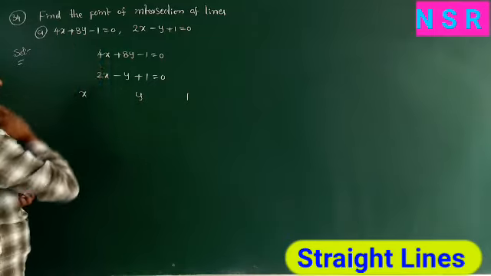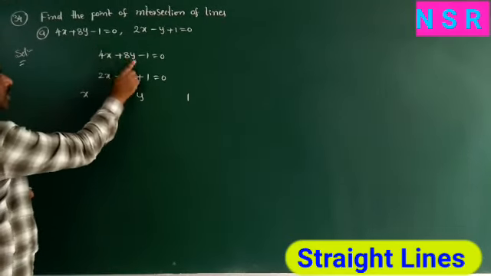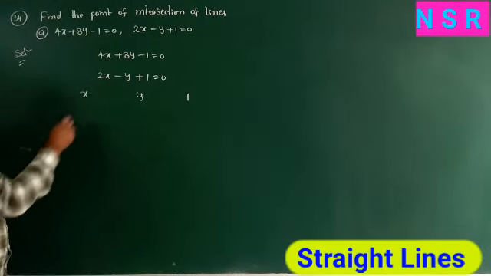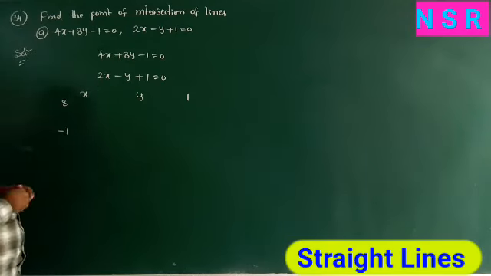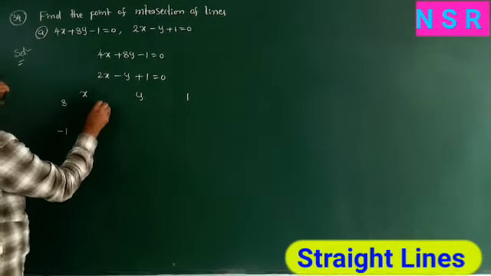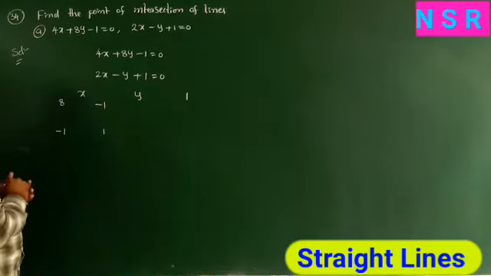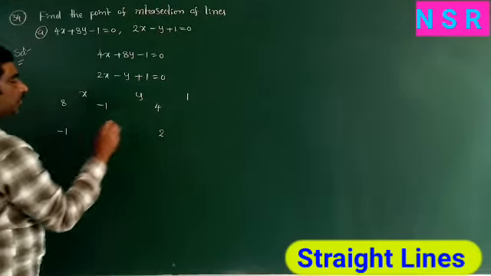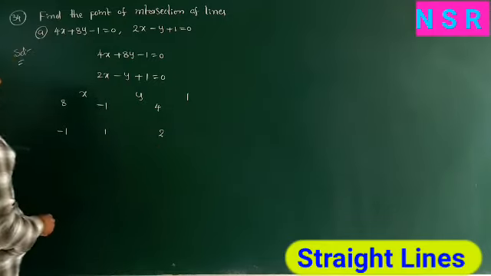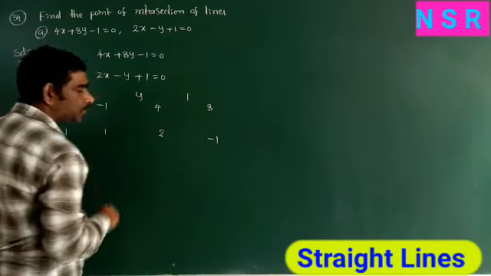First close the x coefficients. Close the x coefficients and write the y coefficients and constants. Here the y coefficients are 8, here minus 1. Write here 8, minus 1. Next the constants, minus 1 and 1. Listen carefully: first close the x coefficients, write y and constants. Next open the x and write the x coefficients, that is 4, 2. Finally repeat the first column in the last: 8, minus 1.